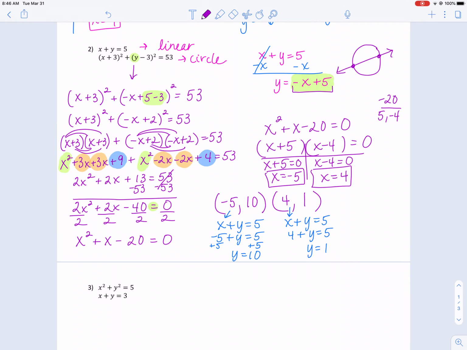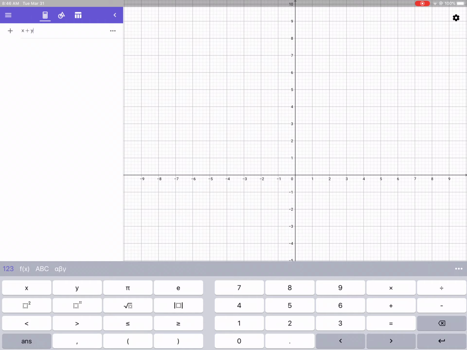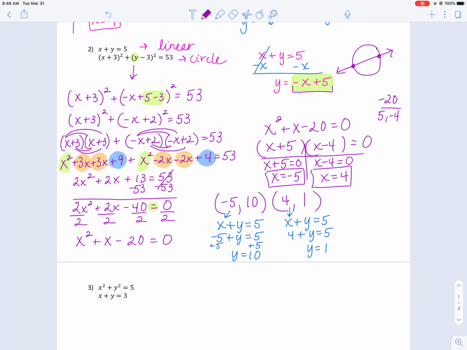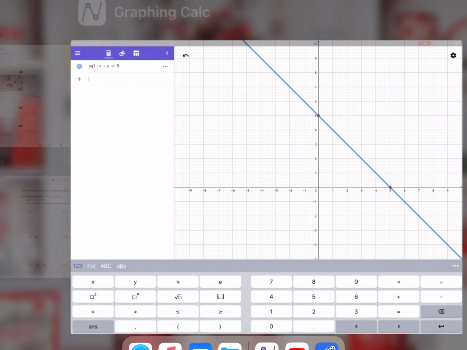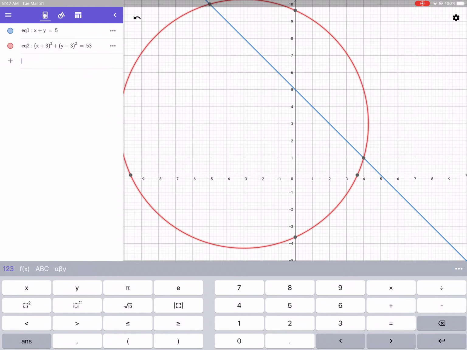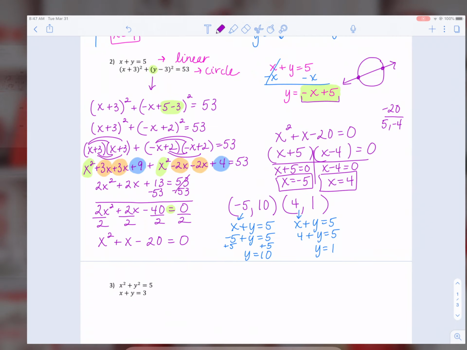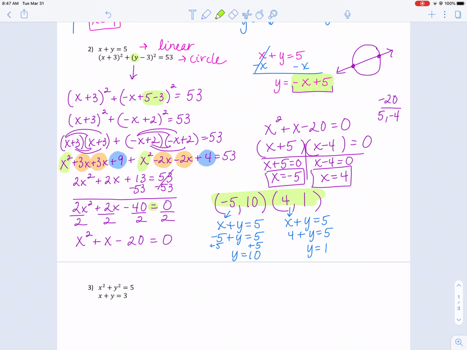Okay, so here we go. We got x plus y equals 5. I'm going to go into GeoGebra to prove it to you. X plus y equals 5. So there's my linear. Okay, my circle is x plus 3 squared, y minus 3 squared. So this is going to be x plus 3 squared plus y minus 3 squared equals 53. And there's my circle. Okay, look at how perfect. Touch on one of your points of intersection, 4, 1. Touch on the other one, negative 5, 10, and there they are, 4, 1 and negative 5, 10.